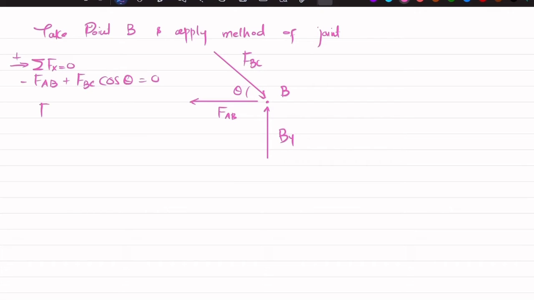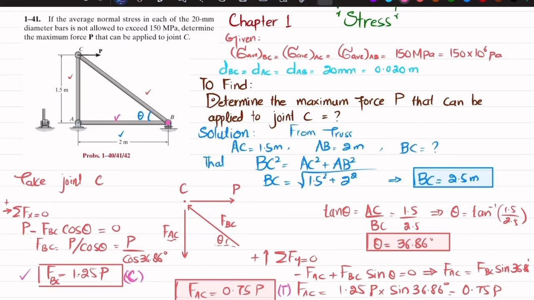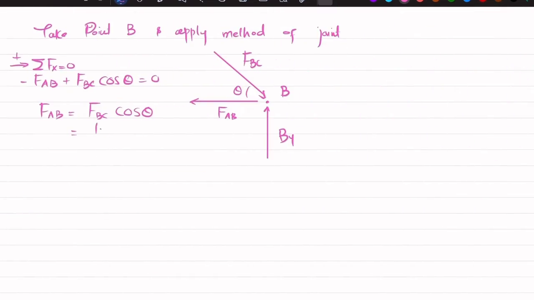We are interested to find out FAB. So FAB is equal to FBC cos theta. FBC, which we have calculated, is 1.25 P. So 1.25 times P, and cos theta is cos 36.86. So when you calculate it, you will get FAB is equal to P.